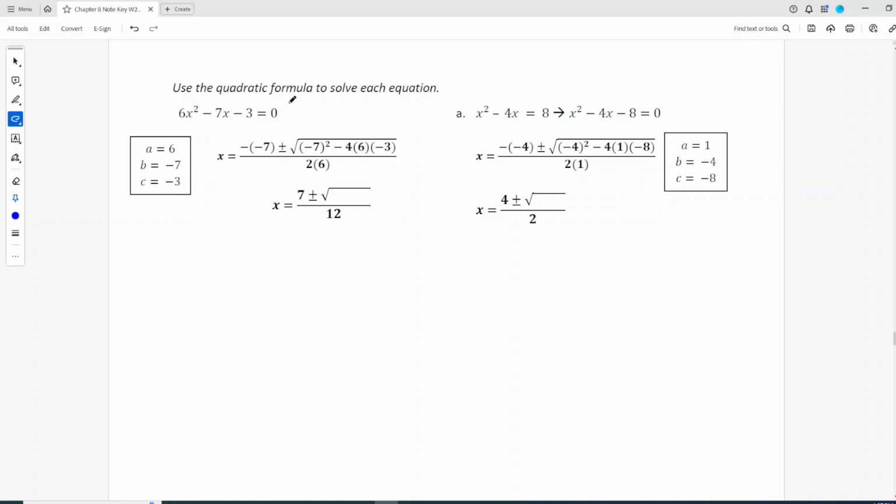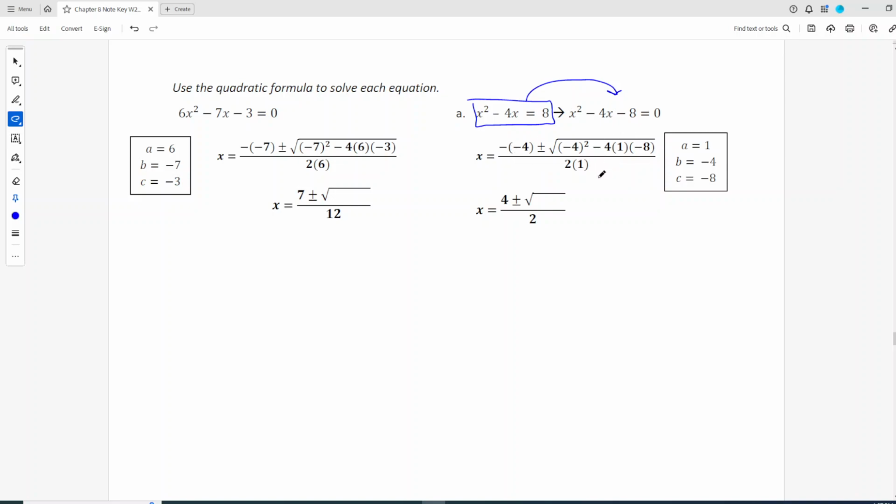So I've given you an equation like 6x squared minus 7x minus 3 equals 0, and I've plugged in negative b plus or minus the square root of b squared minus 4 times a times c all over 2 times a. Same thing here. So be careful when an equation starts as x squared minus 4x equals 8. You have to have it in standard form to use the quadratic formula. So I've taken this one and I've subtracted 8 from each side to make it equal to 0. Then I've got a is 1, b is negative 4, c is negative 8, and I've plugged those in.